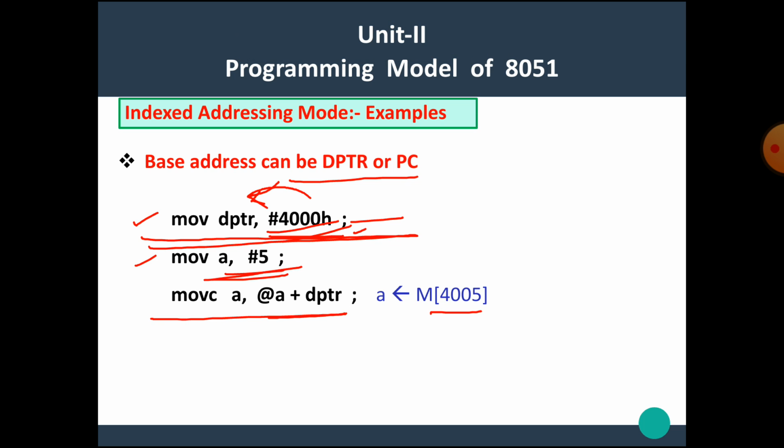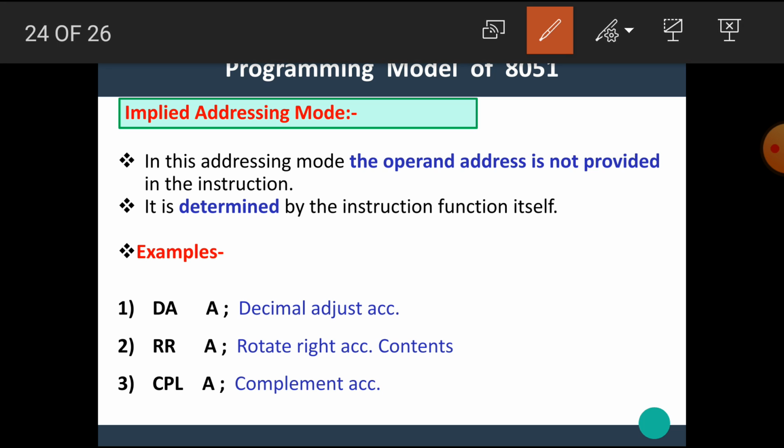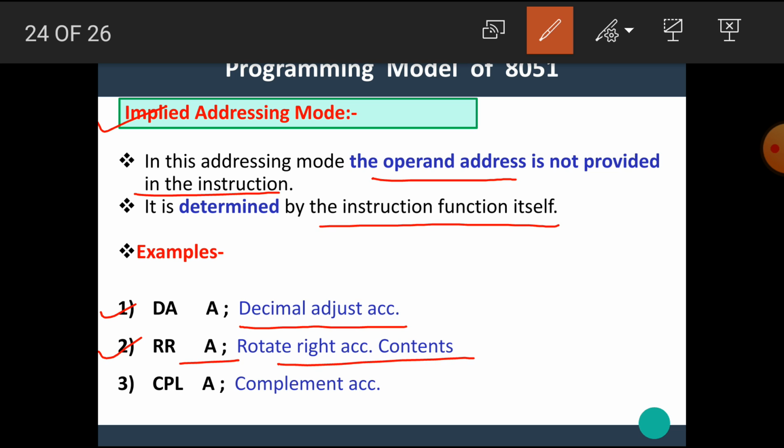Okay. Now the next addressing mode is implied addressing mode. In this addressing mode, the operand address is not provided in the instruction. It is determined by the instruction function itself. For example, DAA, that means decimal adjust accumulator. RRA, rotate right contents. CPL A, that means complement accumulator.